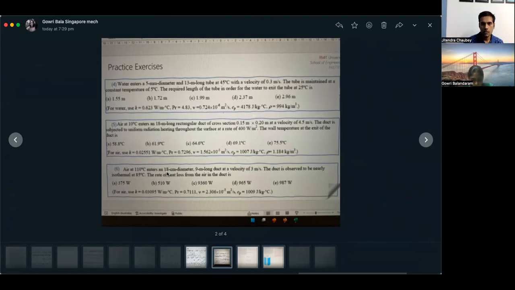I got it all the way up to... You tell me the procedure. I will check if you are right or not. Okay, first I found the Reynolds number. I found out it's turbulent flow. You found Re and found that it is more than 4,000.